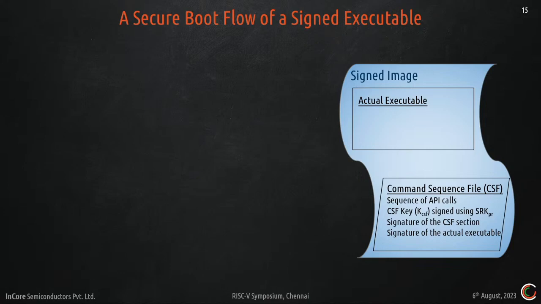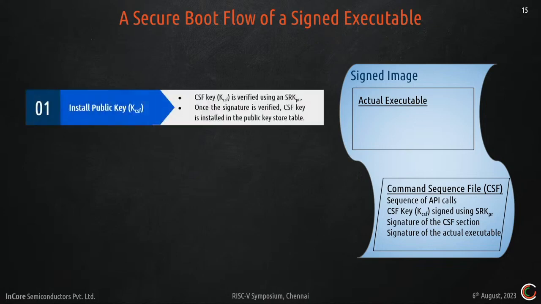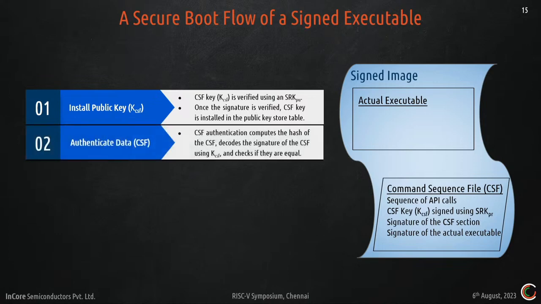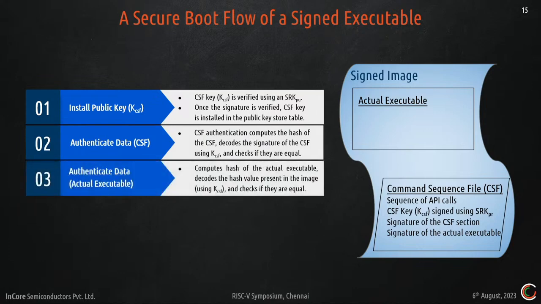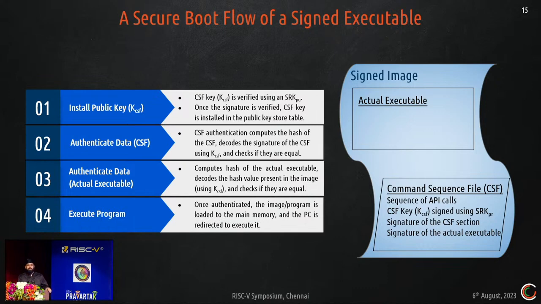In order to verify the first signature of the command sequence file, you would first install a key, and that key is present there. After which, the signature of the command sequence file is present and the signature of the actual executable is present. So the very first step is to install the public key, which is the CSF key in this case. Once you have installed the CSF key, you can use that to authenticate if the CSF has not been tampered with. Once you authenticate the CSF, you would then go ahead and execute the third instruction in the CSF, which says you have to authenticate the data. That means the entire program, the code, and the data of the actual executable. Once that is verified, you can basically load the program and execute it.